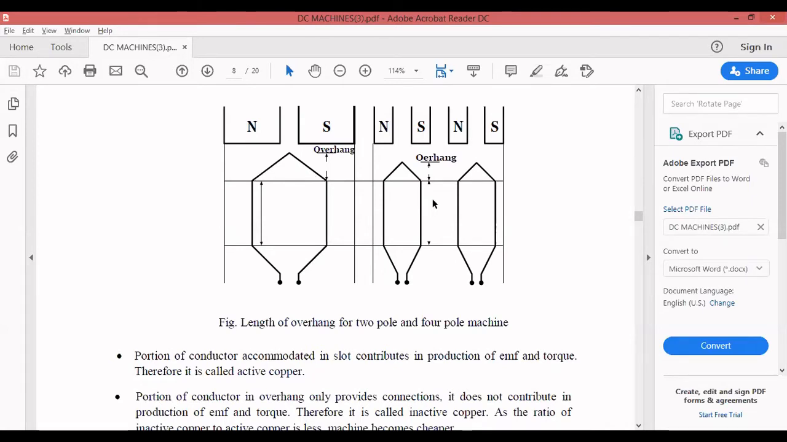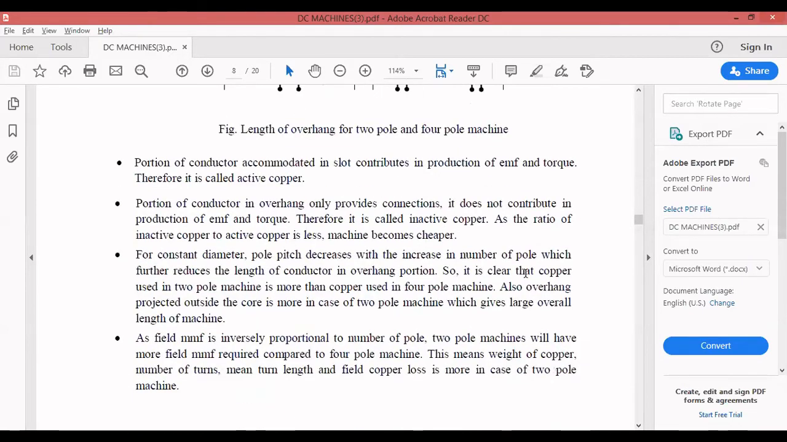Whereas if you go for a larger number of poles, the overhanging will be what? The overhanging will be less. Even the pole pitch will be less, so that the copper can be saved.